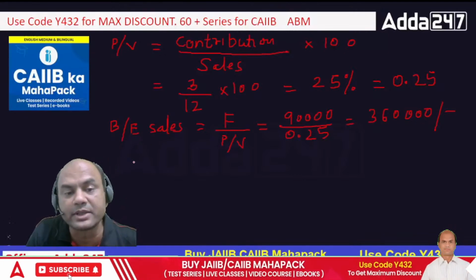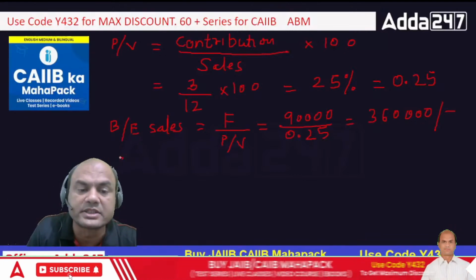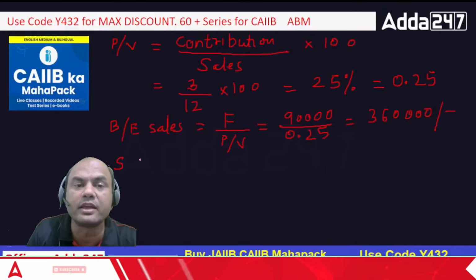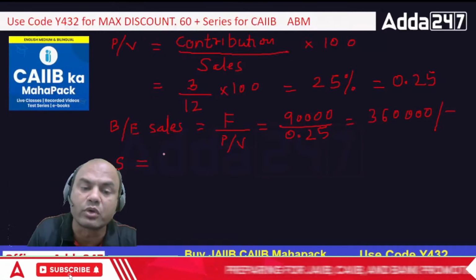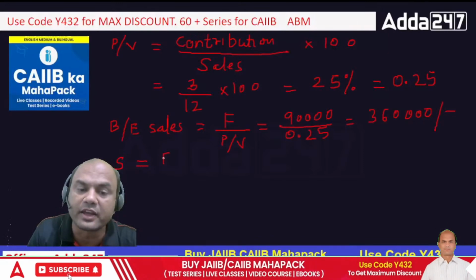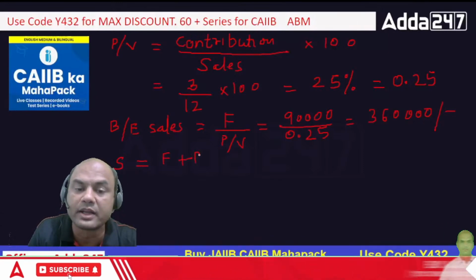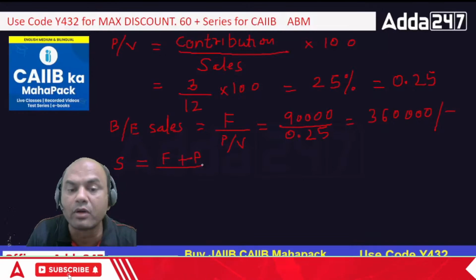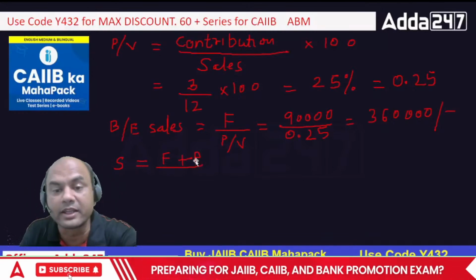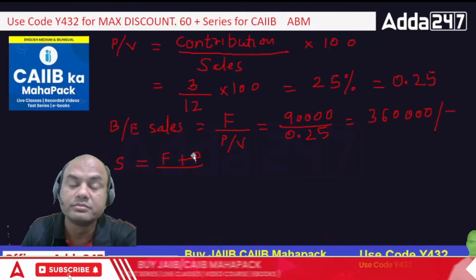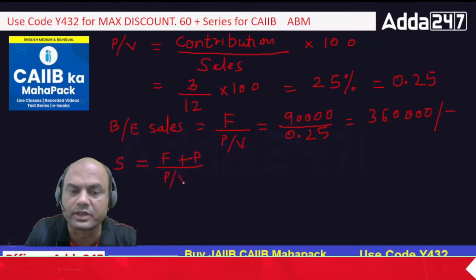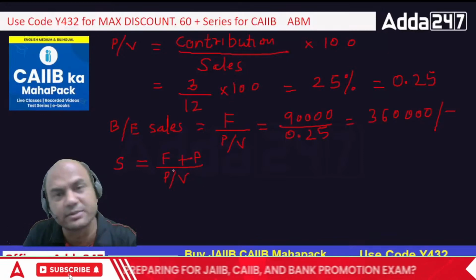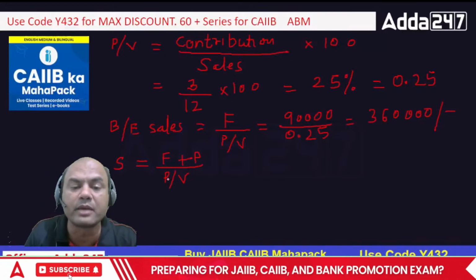Again, come back to that basic equation. Sales equals F plus P equals S minus V, right? So sales required equals contribution, F plus P, the desired profit, upon the PV ratio. This PV ratio is very important. Remember this. Once you get this PV ratio, things are very simple. So F plus P upon PV ratio.